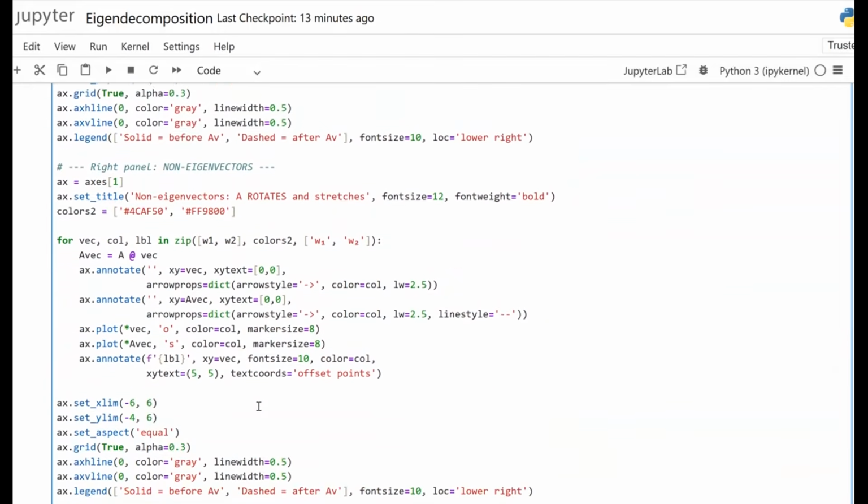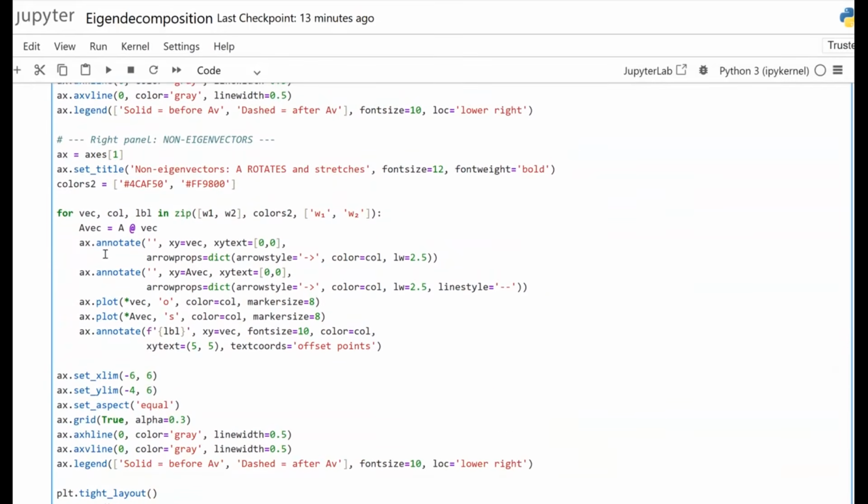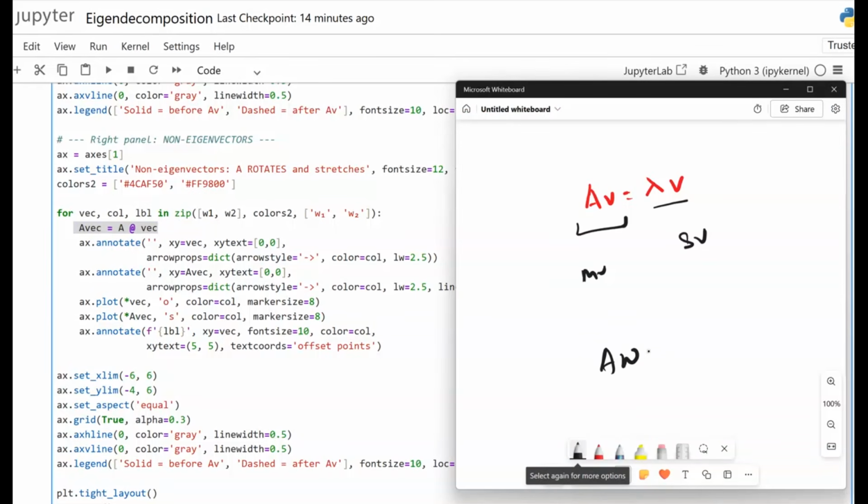And here we just go to the right panel. Yes, dear friends, kindly just observe. Here we have the exact same transformation, but Aw is not parallel to w. The direction changes, a geometric rotation and scaling. Of course, it demonstrates that Aw is not equal to lambda w.